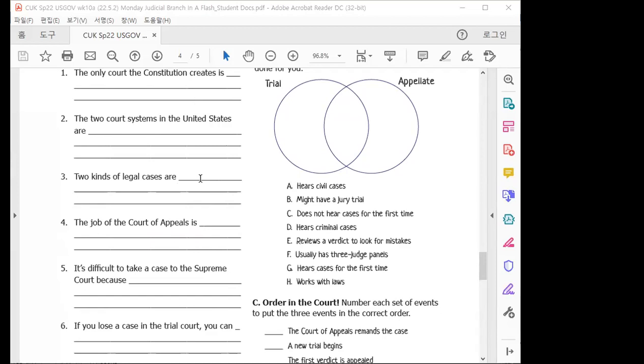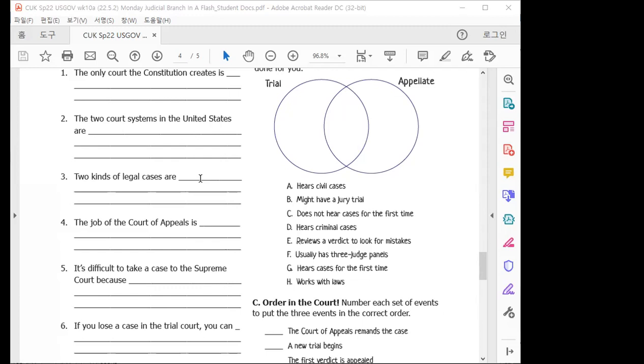Number 5. It's difficult to take a case to the Supreme Court because... I can take over that question because you first have to start at the lowest level, and then you take it up to the Supreme Court. So you can't just go directly to the Supreme Court and challenge a case, but you have to first start at the lowest possible level, take it to the next higher instance and the next higher instance, and then eventually you land at the Supreme Court. Okay, I'll give you that.